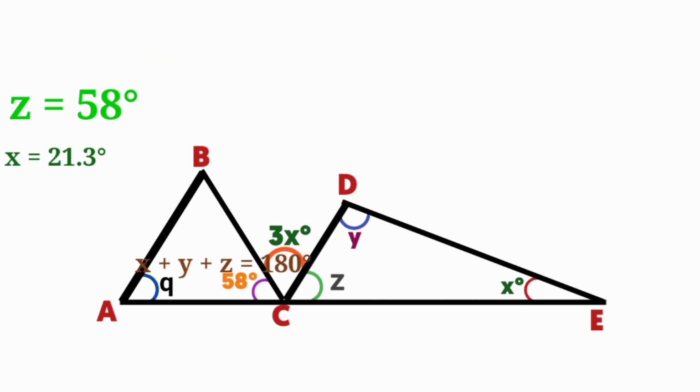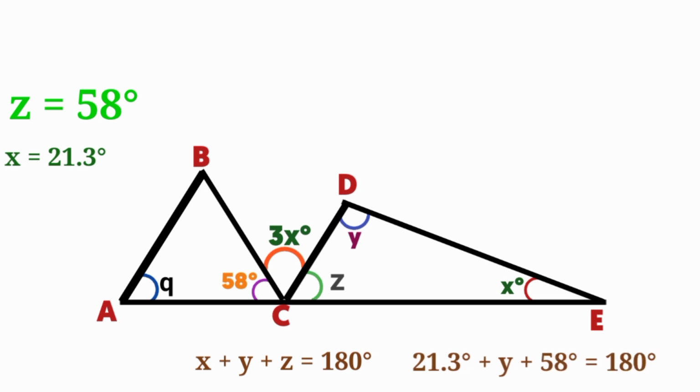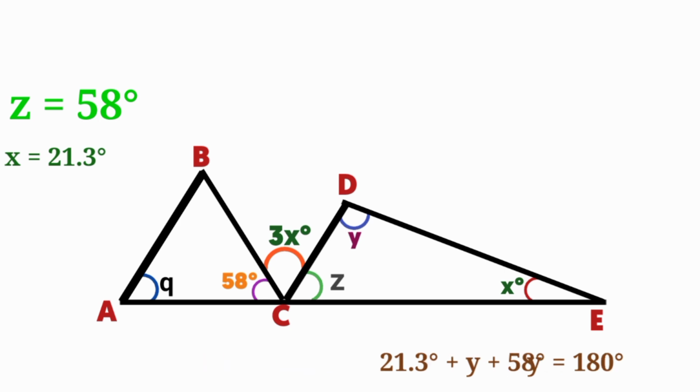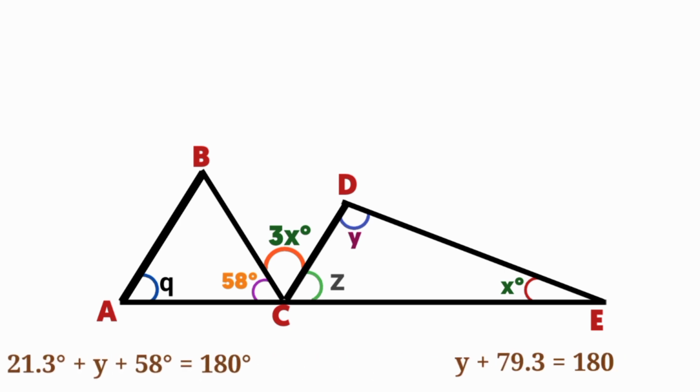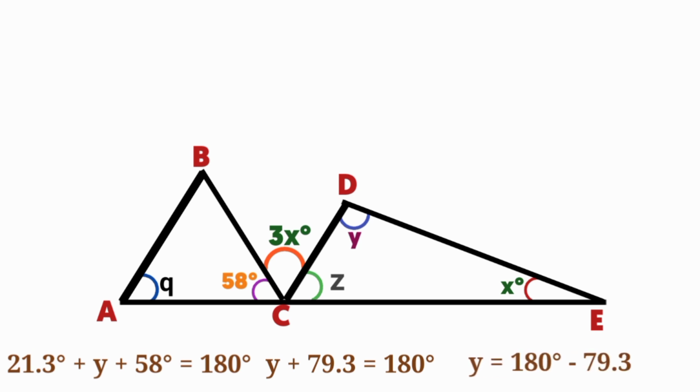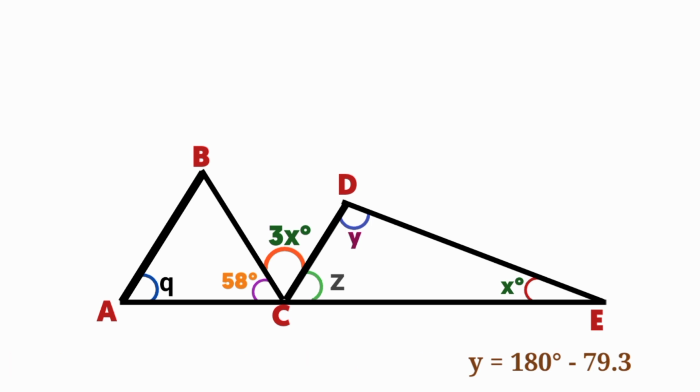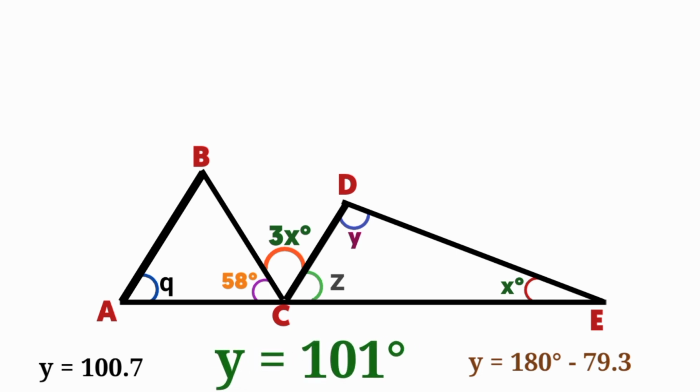Let's come back to our initial equation here that says x plus y plus z is equal to 180 degrees. Substitute the value, so we're going to have 21.3 plus y plus 58 degrees is equal to 180 degrees. Collect the like terms and add them up, so y plus 79.3 is equal to 180 degrees. Find the value of y now. We subtract 79.3 degrees from both sides, so y is equal to 180 degrees minus 79.3 degrees. So y is equal to 100.7. So approximately the size of angle y is equal to 101 degrees. Simple and straightforward.